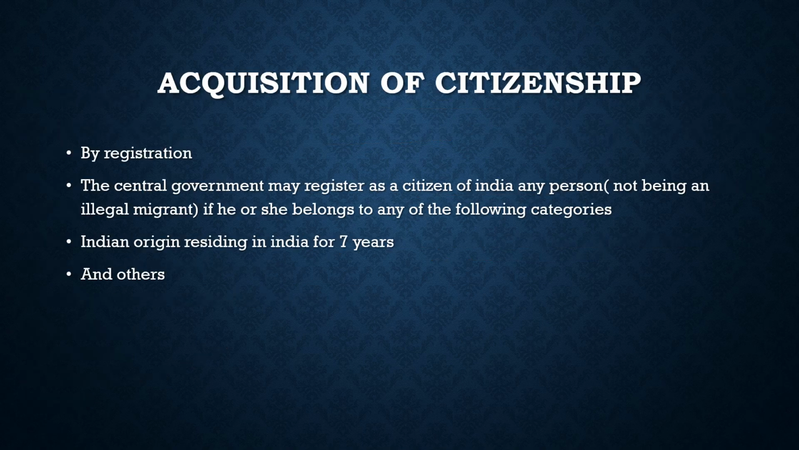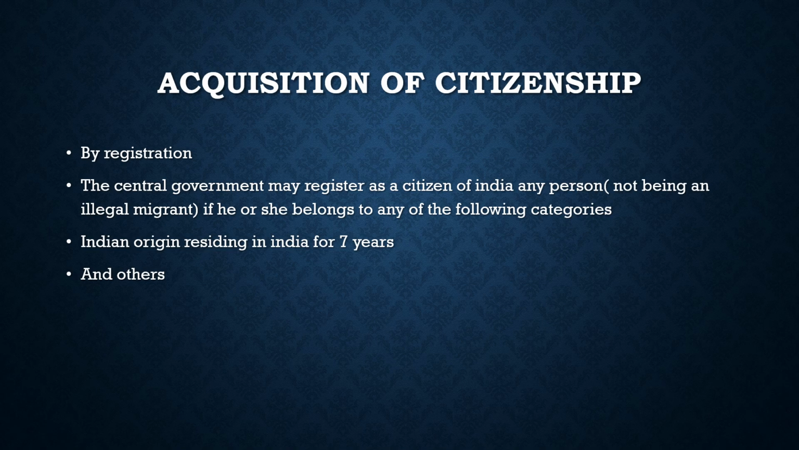Today's static topic is acquisition of citizenship by registration. In our constitution, acquisition of citizenship by registration has been given under our laws, and let's see how a person can acquire Indian citizenship by registration. It directly says that the central government may register as a citizen of India any person not being an illegal migrant, if he or she belongs to any of the following categories. Now let's have a look at the categories.